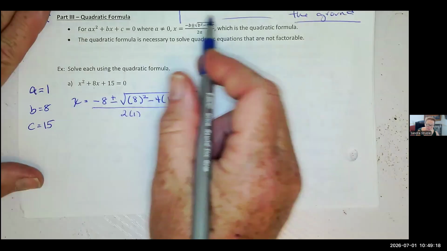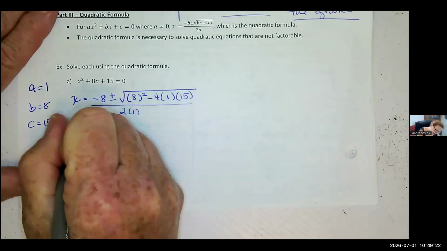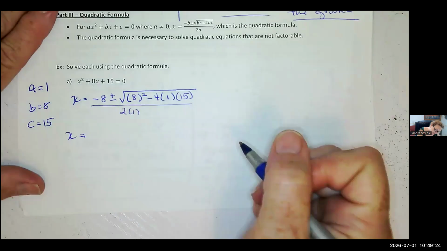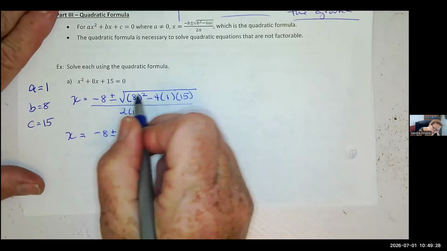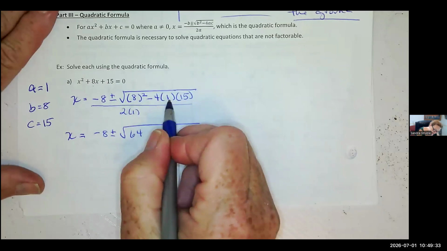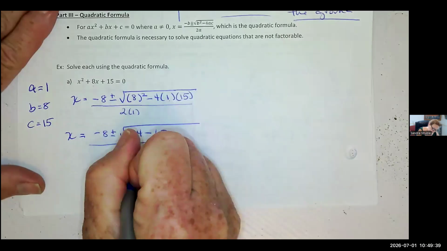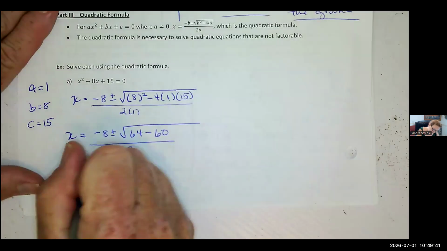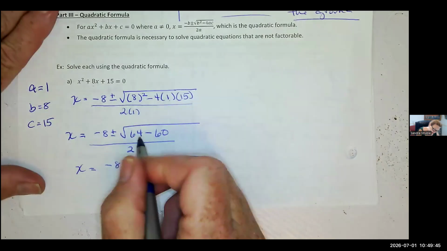Now we're going to simplify. X equals, please carry this down with you, negative 8 plus or minus the square root. 8 squared is 64. Negative 4 times 1 is negative 4. Negative 4 times 15 is negative 60. All of that over 2 times 1, which is 2. Continue simplifying. 64 minus 60 is 4. All of this is over 2.